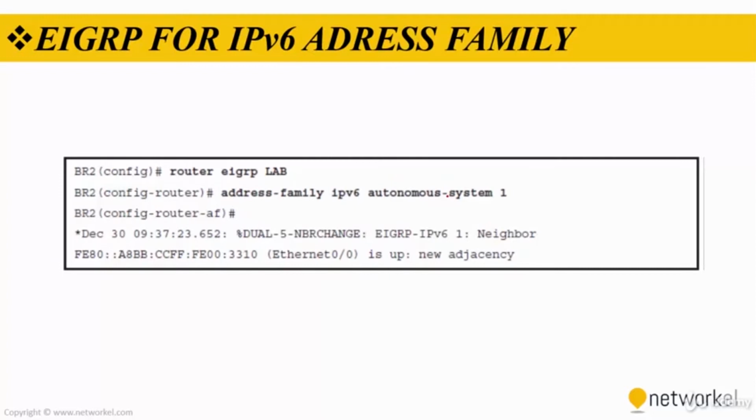And the address family where the named EIGRP definitions for IP version 6 are made is the IP version 6 address family. We define router eigrp and a name, then we define the address family. This time we are using IP version 6, as you can see, to make the IP version 6 configuration. And we are using the autonomous system number again.